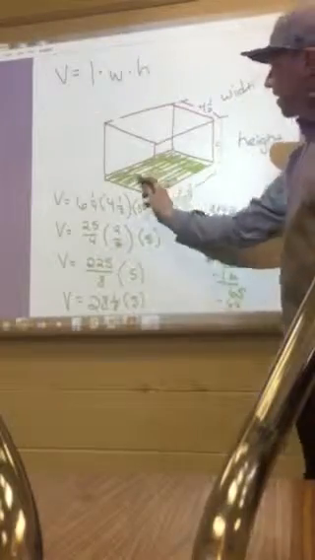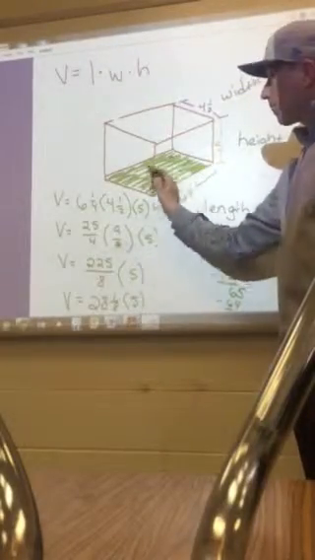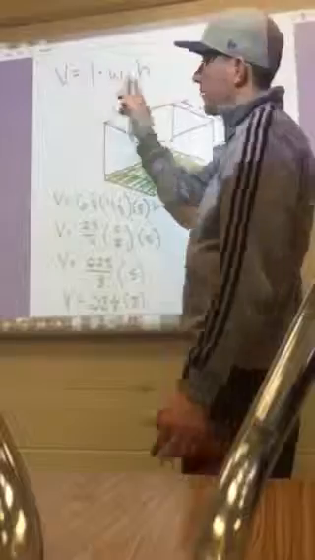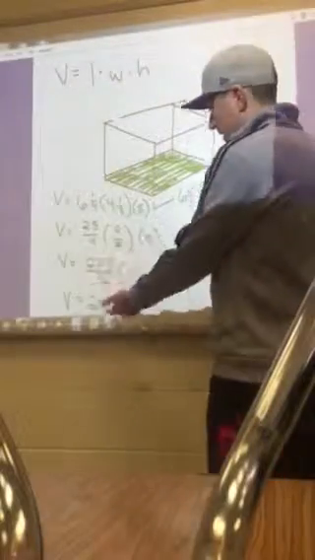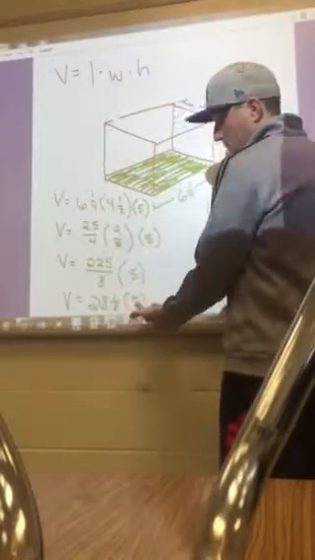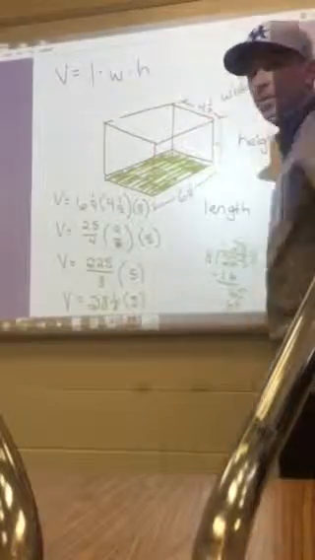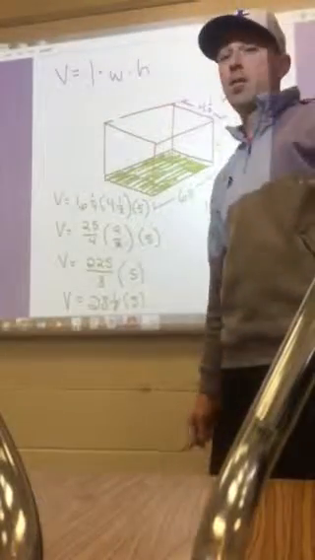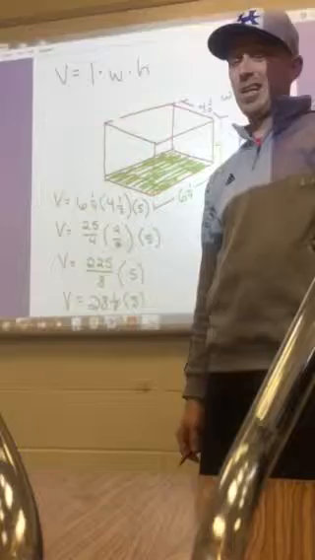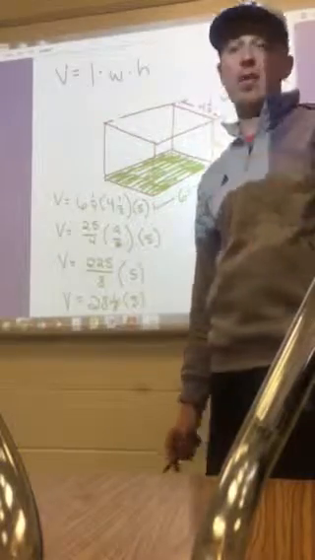We found the area of the base, which was a rectangle. That's just length times width. And then what did we do with that area of the base? We multiplied it by how tall it was. That's how you find volume. And that works for a lot of shapes, so get ready for that in the future.